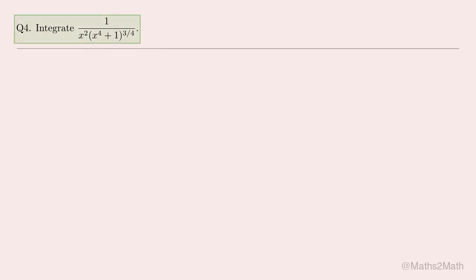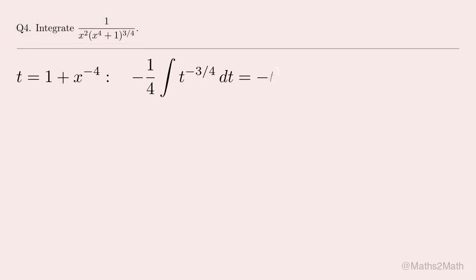Question 4. Pull x to the fourth out of the bracket. 1 plus x to the minus 4 becomes the substitution. Factoring makes the integrand x to the minus 5 times the shifted bracket. t as 1 plus x to the minus 4 gives dt with minus 4x to the minus 5. Back in x.